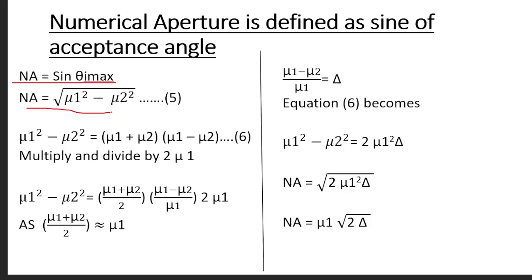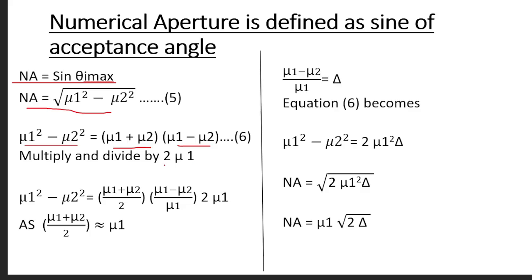In this equation number 5, we have to replace the value of mu1 square minus mu2 square by using the formula a square minus b square. As we know, a square minus b square is nothing but a plus b and a minus b. So after replacing a and b by mu1 and mu2, we can write mu1 square minus mu2 square equals mu1 plus mu2 and mu1 minus mu2. This is your equation number 6.